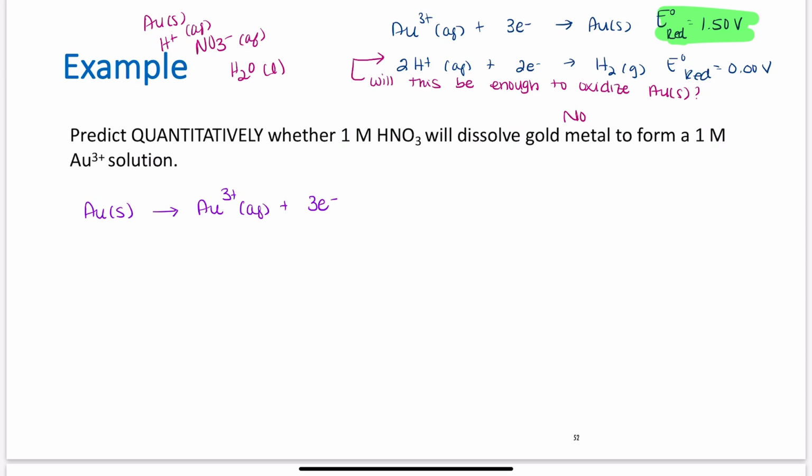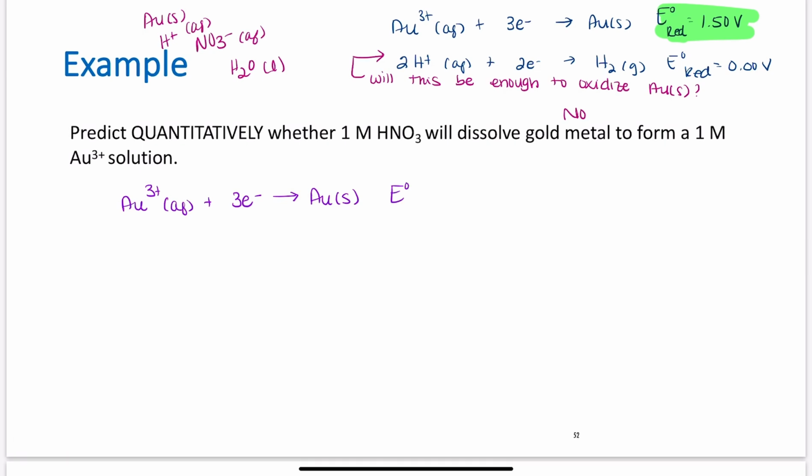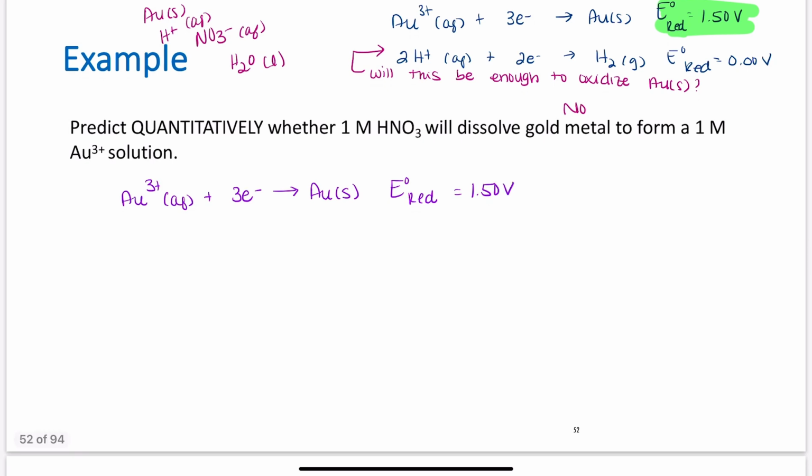What about the nitrate? If I reduce the nitrate, could that dissolve the gold metal? I'm going to write this reaction the other direction. And again, the reduction potential here is 1.50 volts. If I look at reducing nitrate, NO3 minus reacts with 4 moles of H plus, gaining 3 electrons. I'm going to form NO gas and 2 moles of water.